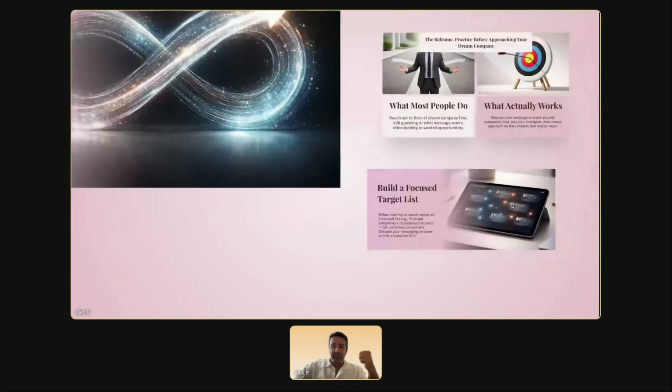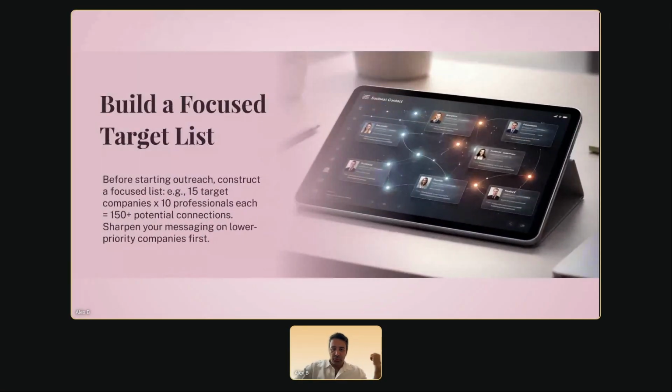And then you build a focused target list. It's not like you do it randomly. You have to have 15 target companies and 10 professionals in each company. So 150 potential connections.